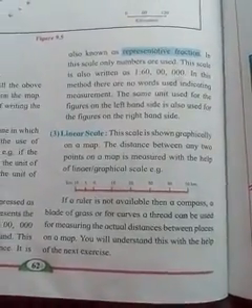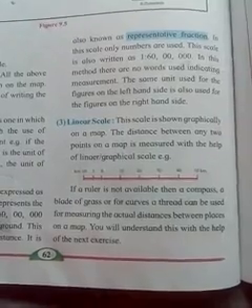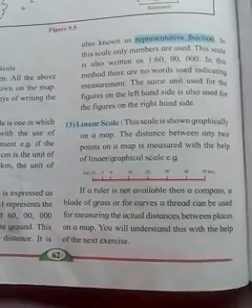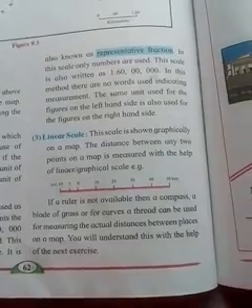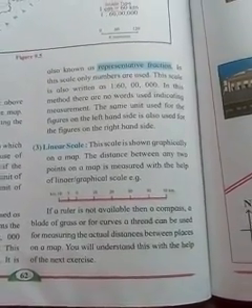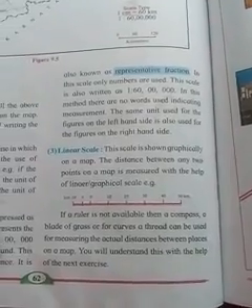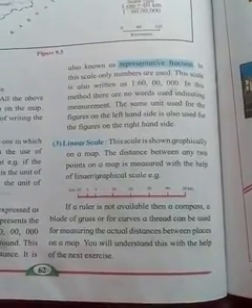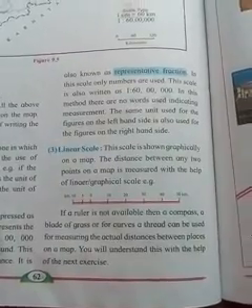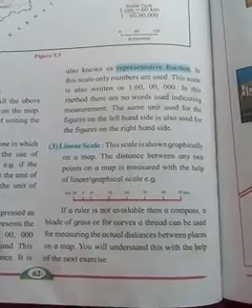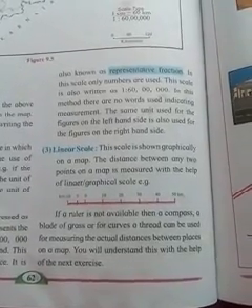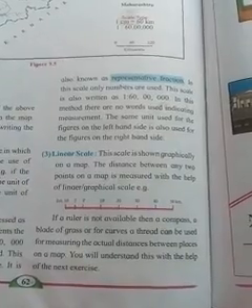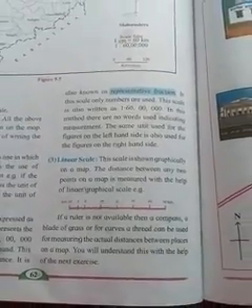Here is the diagram. Here 50 kilometer is given, and 10 kilometer, 5 kilometer, 0, then 10, 20, 30, 40 kilometer. If a ruler is not available, then a compass, a blade of grass, or, for a curve, a thread can be used for measuring the actual distance between places on the map. You will understand with the help of the next exercise.